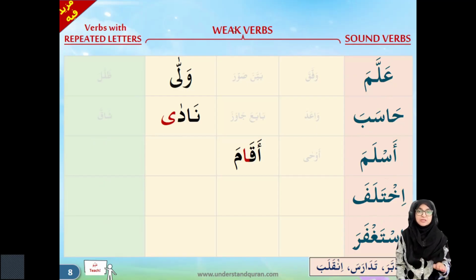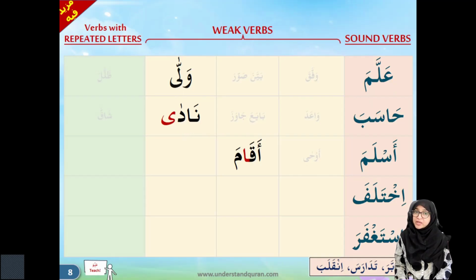Now we are into the weak verbs. The same way we had sound verbs, weak verbs, and repeated, exactly the same thing is going on now for Mazid Fi. We finished the sound, and the weak we finished on the lines of Allama: Walla. This becomes a weak letter because there is a ya over here, which is a weak letter, and it's a mazid fi because there is a shadda. Then on the lines of hasaba is nada.